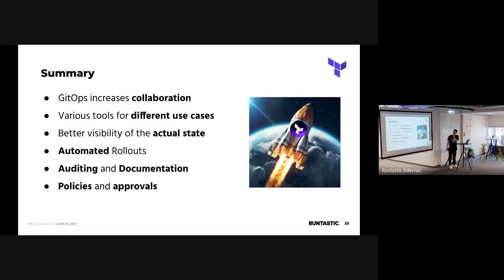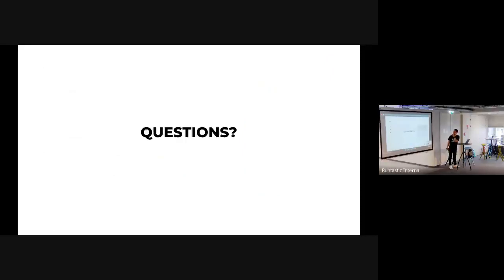You get better visibility of the actual state of your infrastructure. And you also make sure that the infrastructure stays the same. If you apply policies, permissions, you get automated rollouts. So for example, with the TF controller, just push to the branch and it gets rolled out, as you've seen. And of course, auditing documentation, which is nice, and policies and approvals, already mentioned that. Yeah, and actually that sums the presentation up.